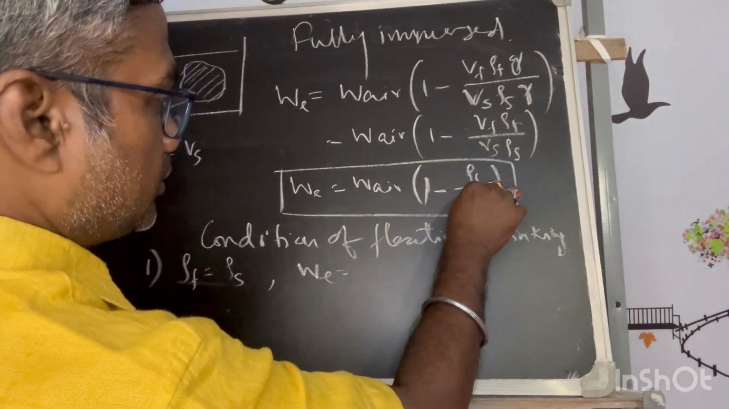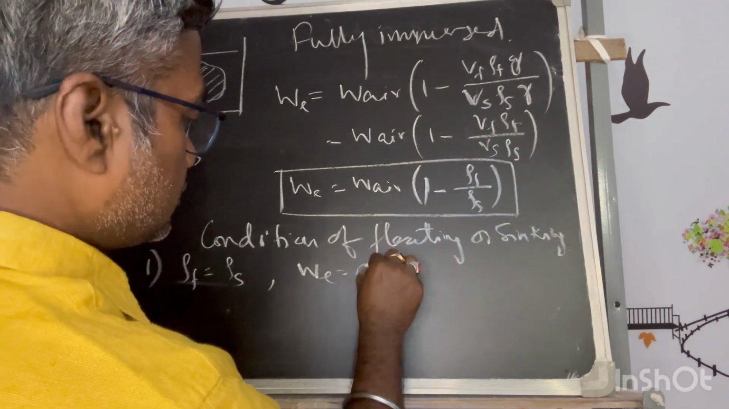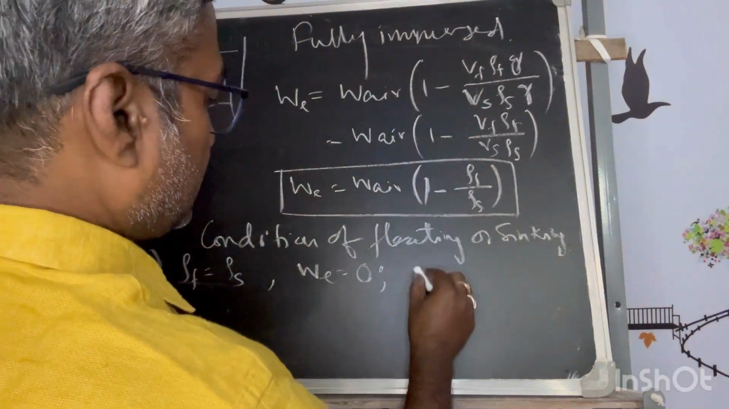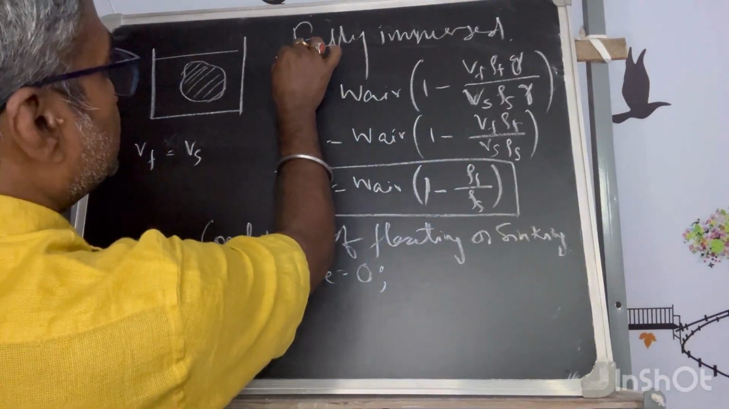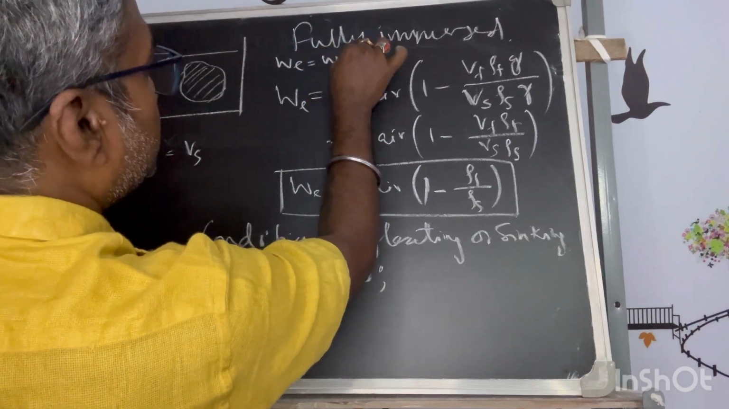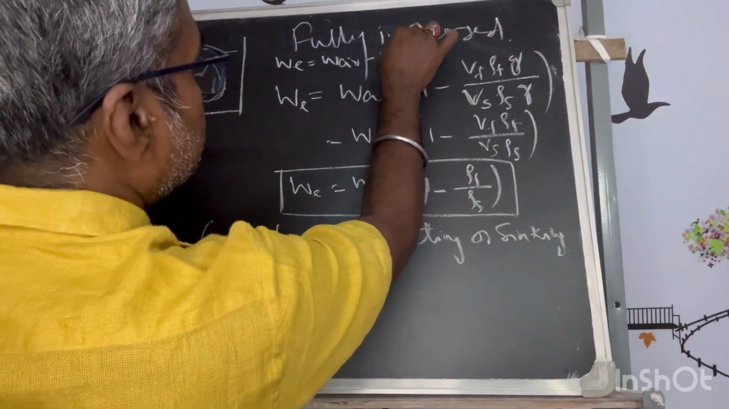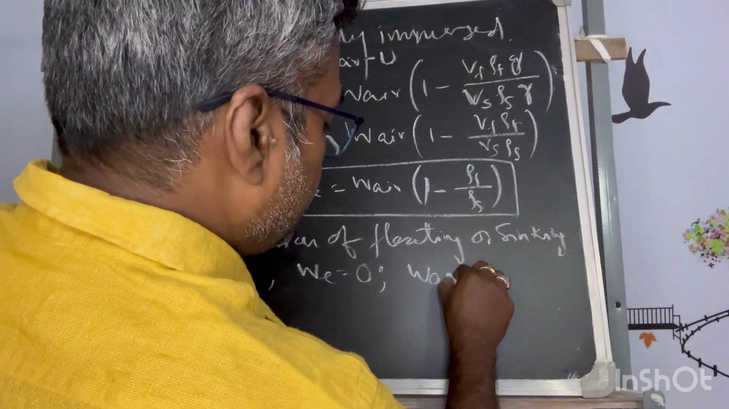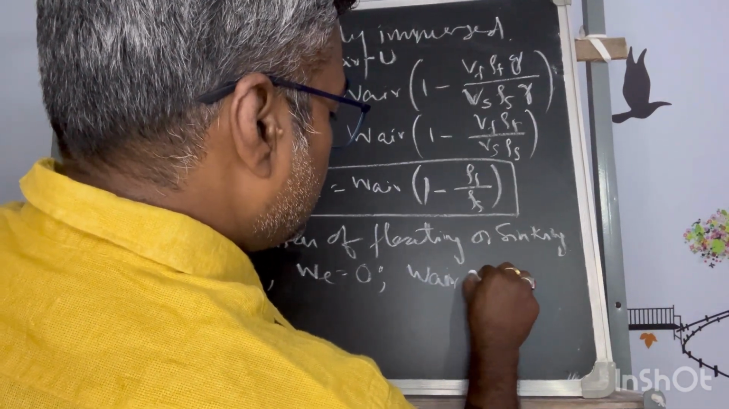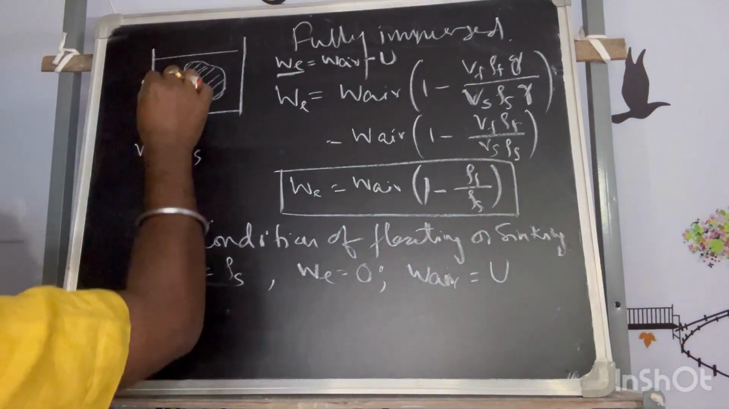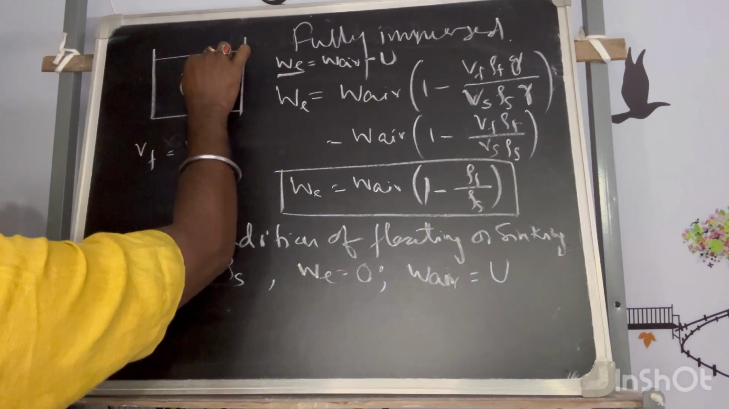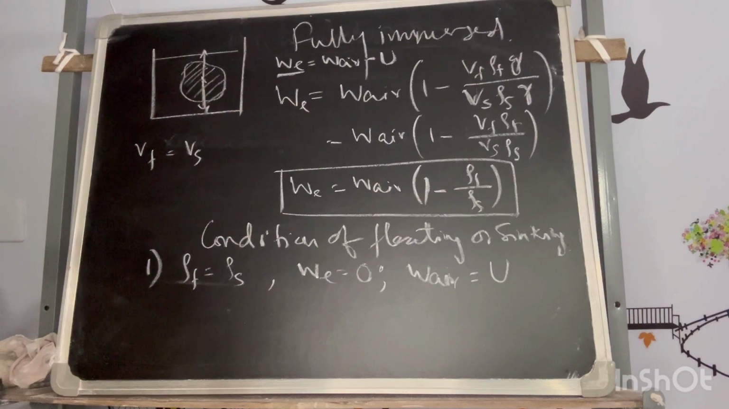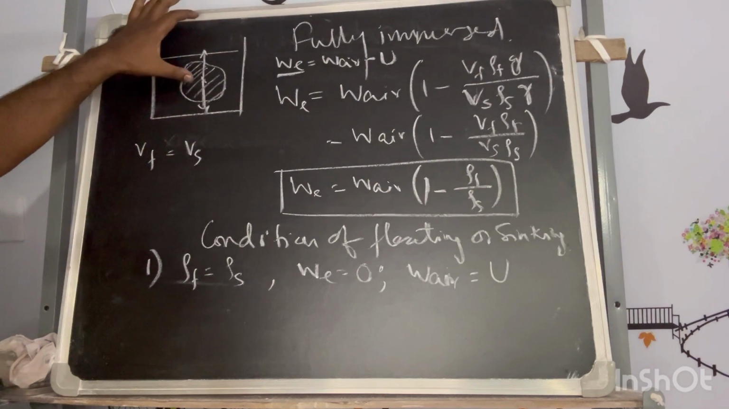WE, this is equal to 1, 1 minus 1, 0 is equal to 0. When can this condition arise? Starting from the initial equation, where WE is equal to W air minus U, if this part is 0, that means W air is equal to upthrust. That means whatever buoyant force is acting upward and the weight downward, they are balancing each other. There is no residual force acting on it.